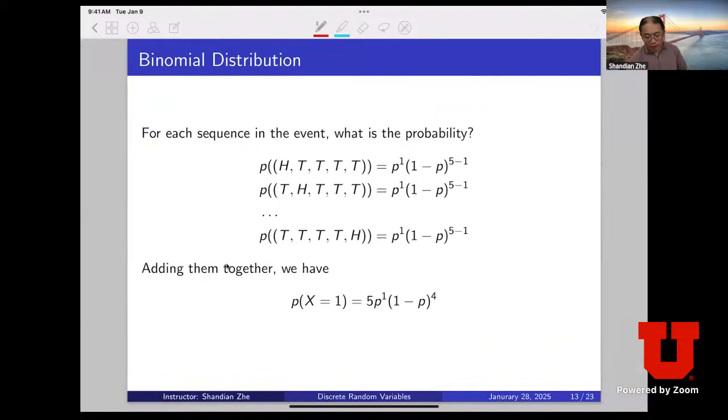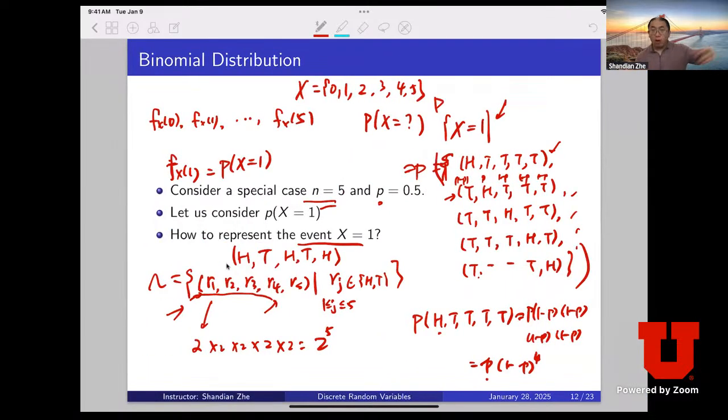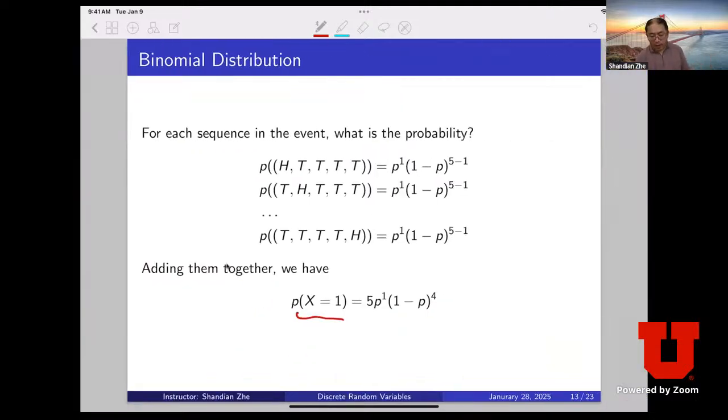And that means if you write down all those probabilities together, they're actually the same. It's P to the power 1, 1 minus P to the power of 5 minus 1. 5 means the number of trials we did, right? Does it make sense? And then adding them together, we get the probability of the event including all the 5 sequences, which is just 5 times P to the power 1, 1 minus P to the power of 4. Does it make sense? Any questions so far?